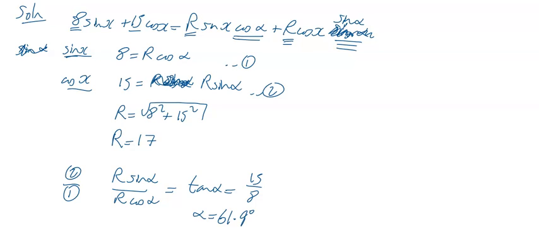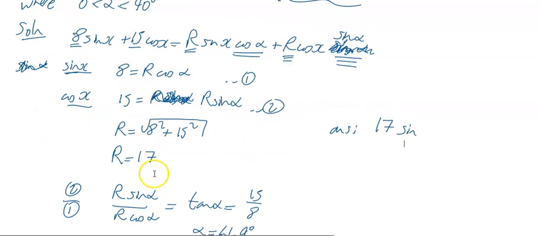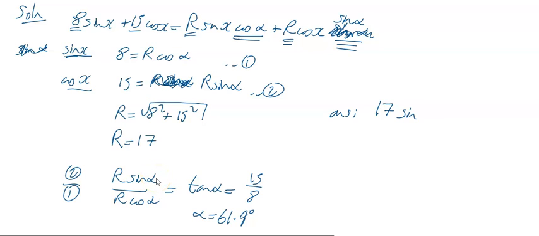And I have got 61.9 degrees. And then your whole expression will be written as 17 times, and I think we had said, let me just go back up and check that, make sure we get this right. 17 times, yep, sin of (x plus 61.9).